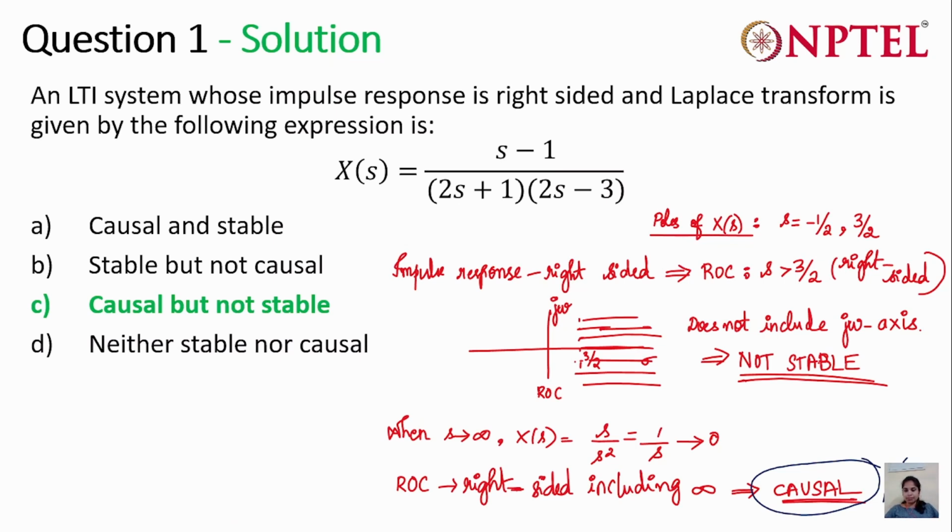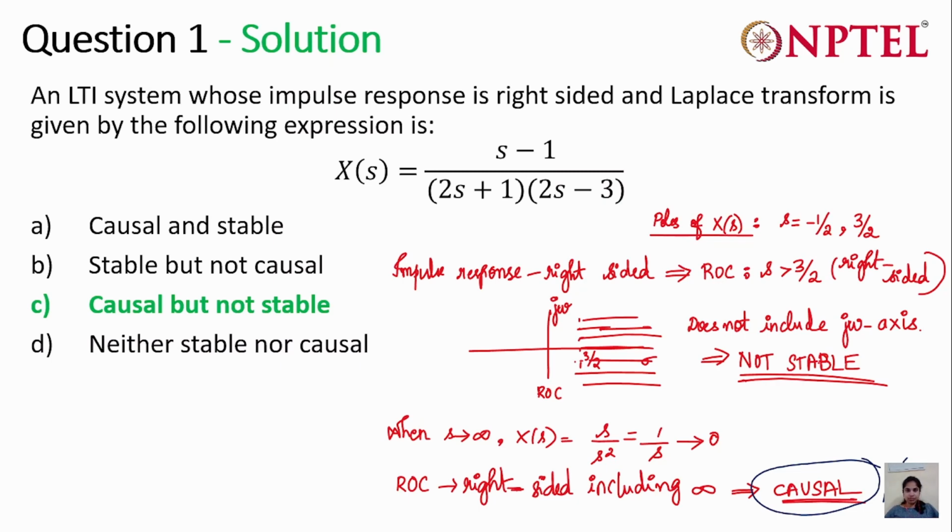And then second thing is to check for stability, we basically check whether the ROC includes our j omega axis. Here the ROC does not include the j omega axis, so it is not stable. So the answer is causal but not stable. So we have to check whether the ROC is right sided, whether it is right of the rightmost pole, and then to check for causality, to check for stability, we see whether it includes the j omega axis.